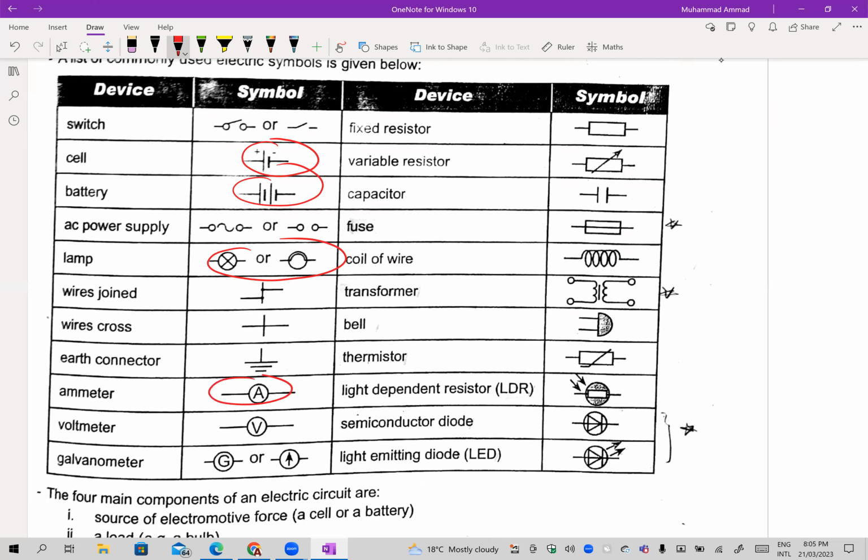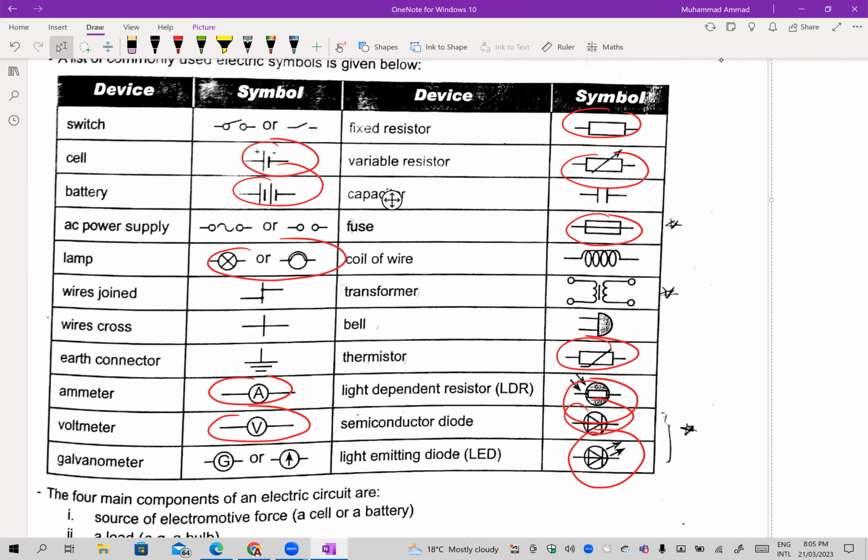We will be using ammeters, voltmeters, fixed resistors, variable resistors, fuses. Look at the capacitor as well, coil of wire, then a transformer, a bell, a thermistor, an LDR, light dependent resistor, semiconductor diode, and an LED, light emitting diode. So you see, these are all the symbols of the components and devices that we'll be using in our circuits. You can refer back to this table whenever you need to, because it is very important for you to understand these representations.